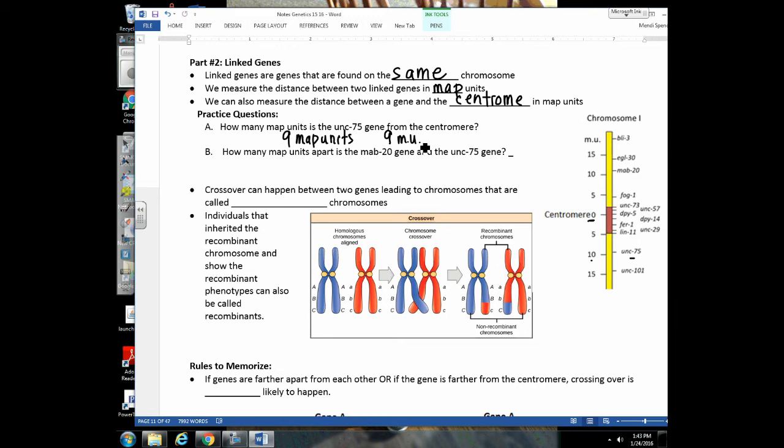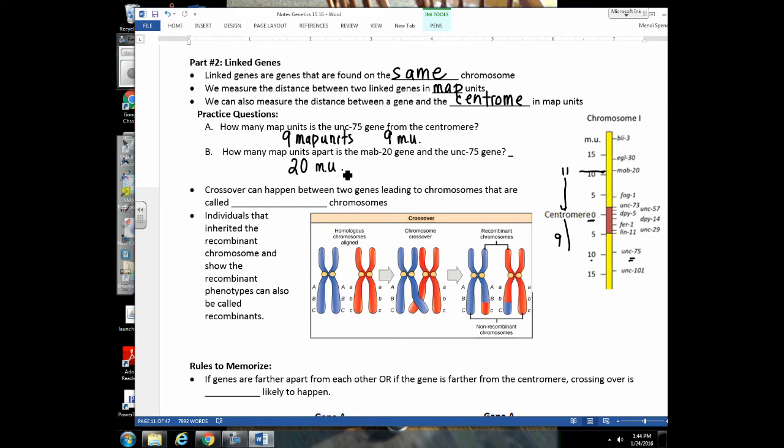How many map units apart is the MOB20 gene and the UNC75 gene? So again, here's our UNC75, and let's look for our MOB20. MOB20 is right here. Okay. So it looks like this one is about 11 from the centromere. And since we just said this one is 9 from the centromere, that means that they're 20 MUs apart.